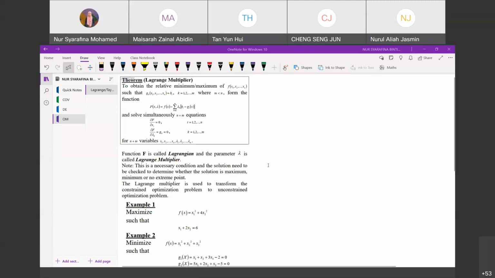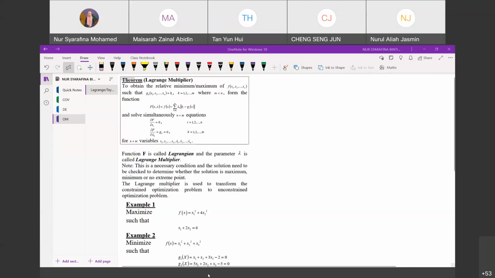Okay, so what is the Lagrange multiplier here? Remember, we have two types of optimization, right? The first one is constrained optimization, and another one is unconstrained optimization.